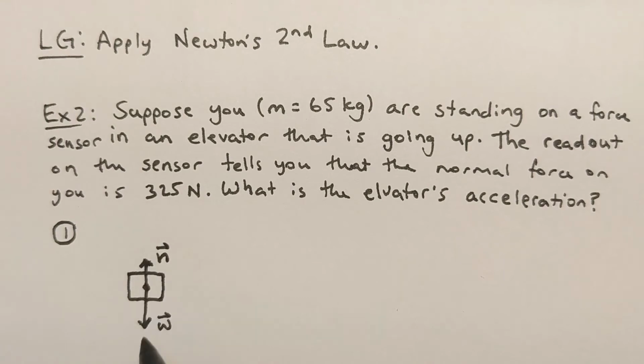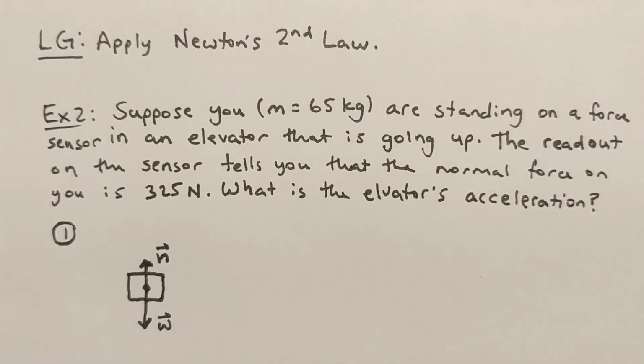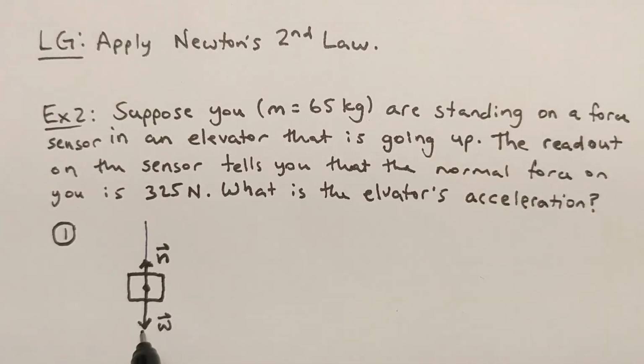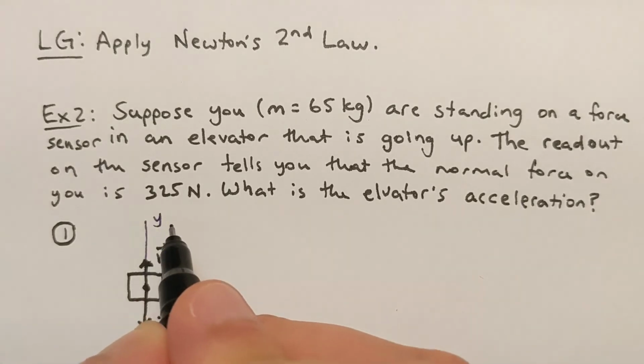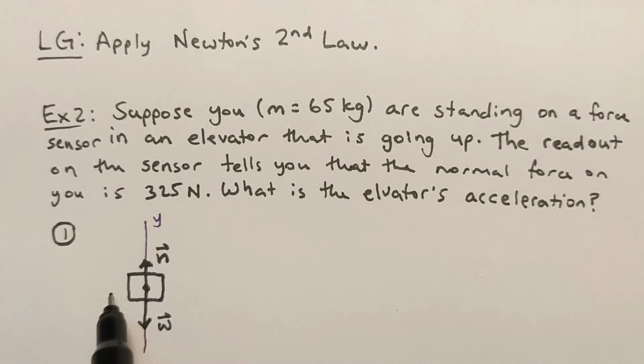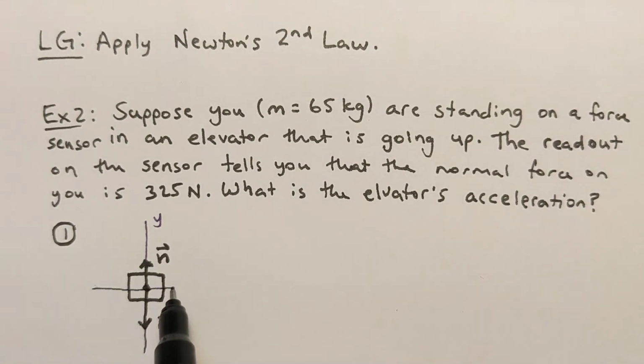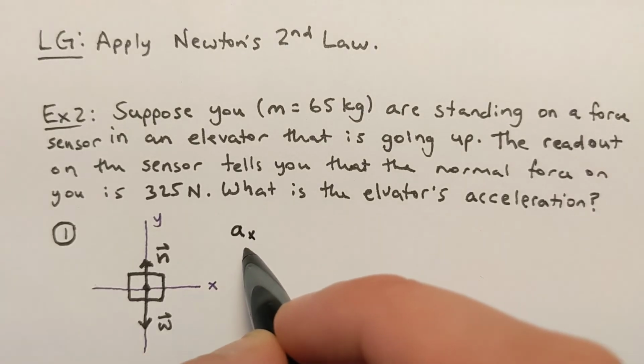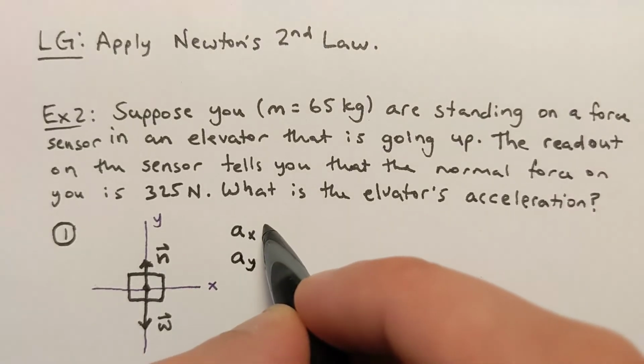Once again, we want to pick a coordinate system in which the majority of our force vectors are pointing directly along the x or y directions to make the problem easier to solve. So it makes sense to line up the normal force and the weight with the y direction, since traditionally that's what we use for representing up and down. And then the x direction is perpendicular to that. Next, we should ask ourselves, what are the accelerations? So what is the acceleration in the x direction? What is the acceleration in the y direction?